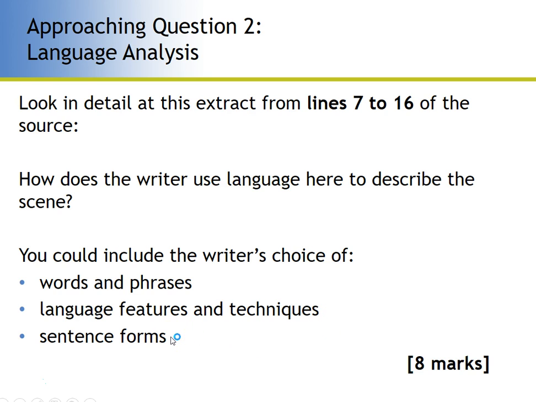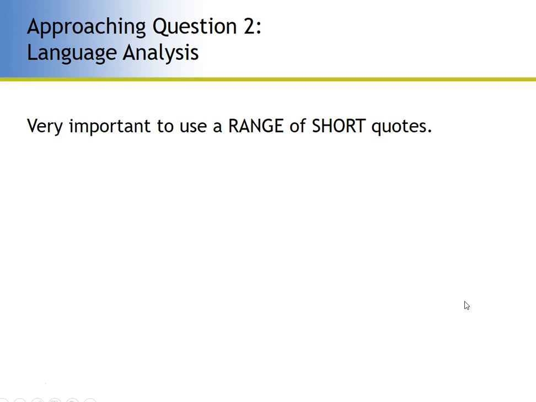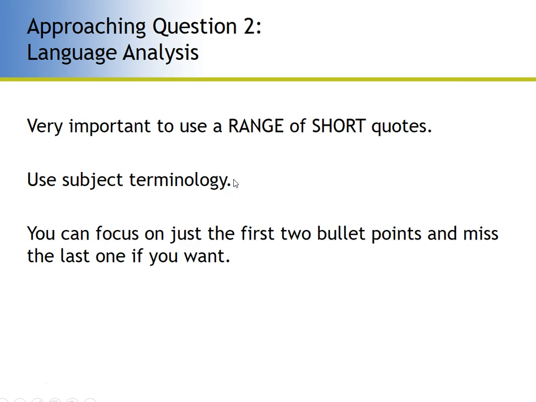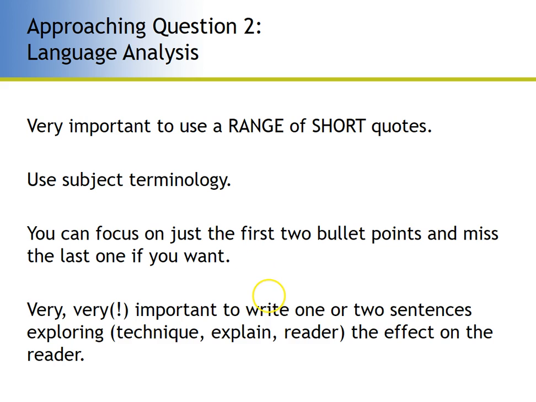And given the time constraints in the exam, you may choose not to look at sentence forms, which can be a bit tricky to analyse. A few tips. Make sure that you use a range of short quotes. Use subject terminology where you can. Again, focus on the first 2 bullet points around vocabulary and language features rather than worrying too much about sentence forms. And it's really, really important that you use 1 or 2 sentences to explore the effect of that use of that language technique on you as the reader.